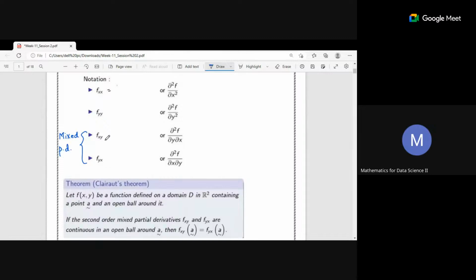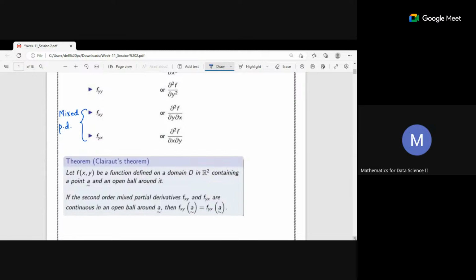Okay. So what is it we should know about them? In most of the cases, they tend to be equal. When they are not equal, from this theorem we know: let f of x comma y be a function defined on a domain D in R2 containing a point A tilde and an open ball around it. If the second order mixed partial derivatives fxy and fyx are continuous in an open ball around A tilde, then fxy at A tilde is equal to fyx at A tilde.